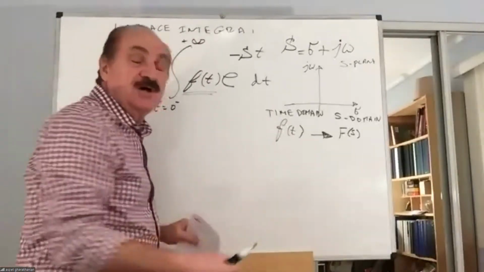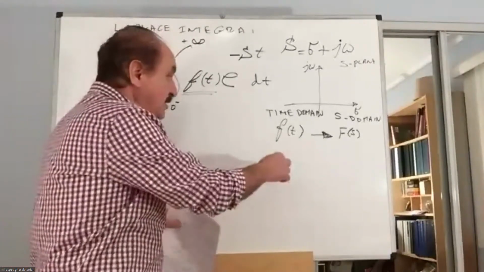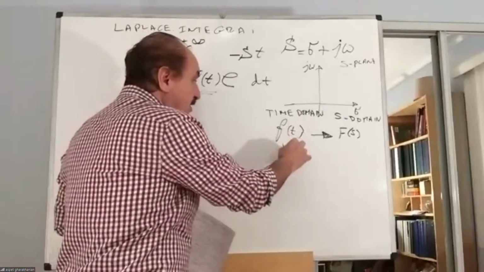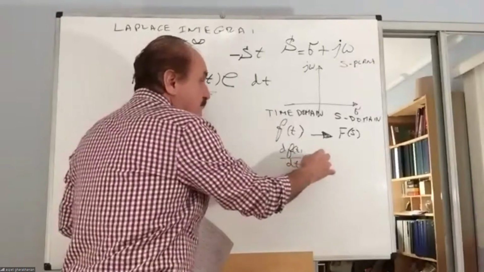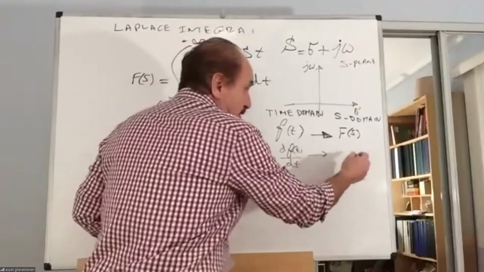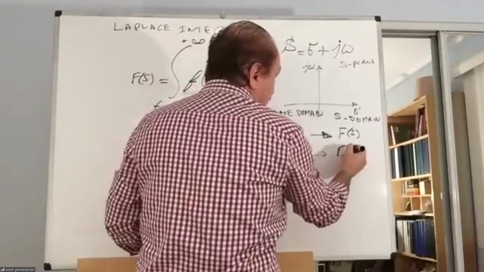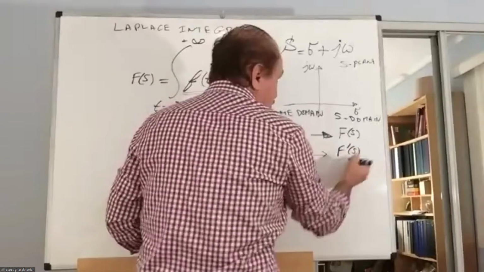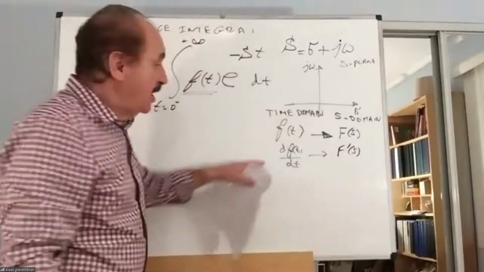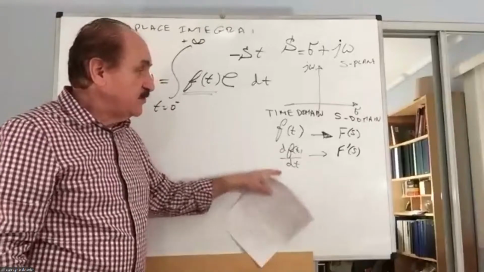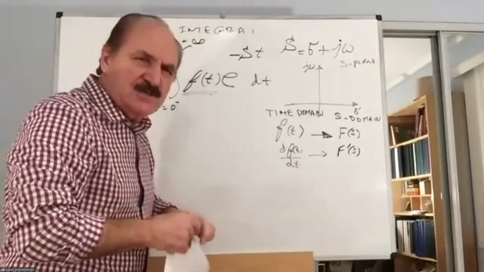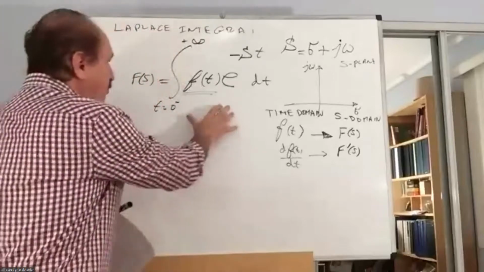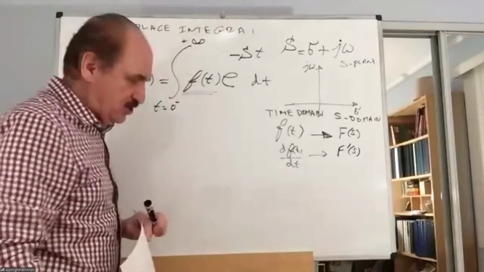You can also transform combinations, different derivatives. For example, you can transform the df of t by dt into f dash of s. F dash of s is the Laplace transform of the derivative, but in a very useful way when we study the properties. Okay, so this is our transforming function.